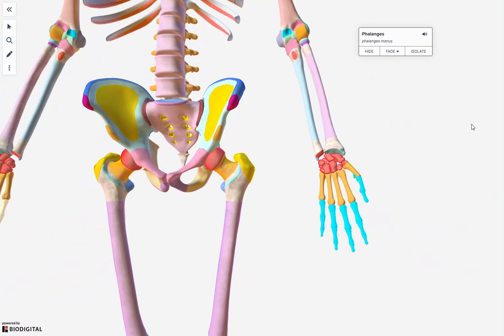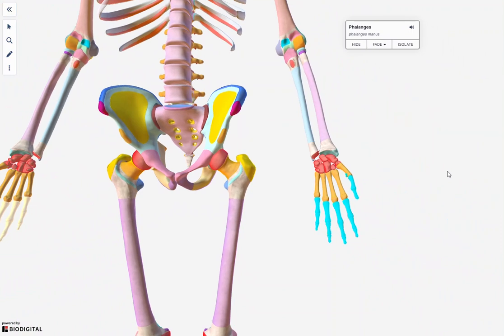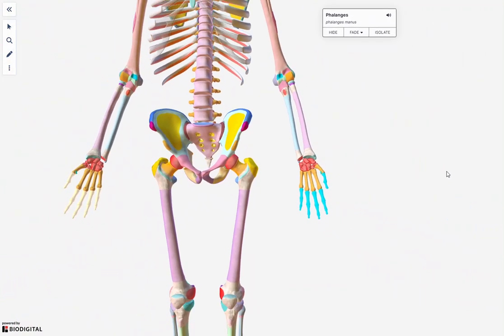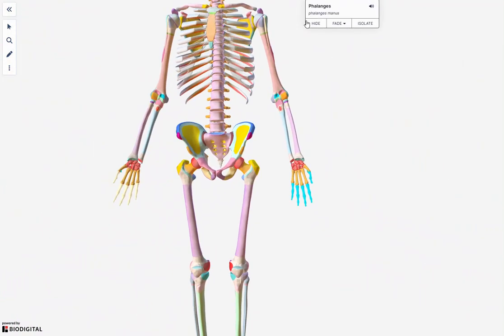All right, so let's talk about proximal and distal. The most proximal part of a limb or your bone is the part that's closest to the point of origin.